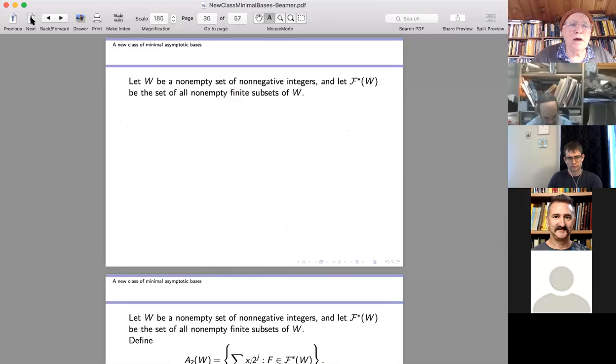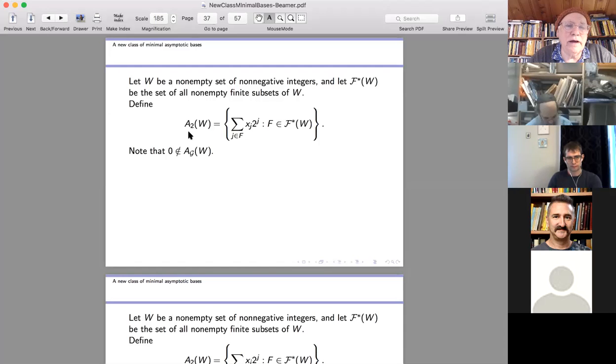So a construction goes as follows. Let W be any non-empty set of non-negative integers, and let F*(W) be the set of all non-empty finite subsets of W. And let A_2(W) be the set of all numbers of this form.